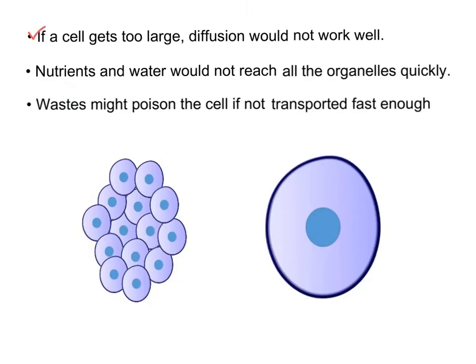If a cell gets too large, diffusion would not work well. Nutrients and water would not reach all the organelles quickly. And what's worse, waste might poison the cell if it's not transported out fast enough. So look on the right side. There's a lot of distance for nutrients and waste to go through. Whereas on the left side, zoop, see how much faster it is for things to come in and out? So it's way more efficient with smaller cells, but lots of them.